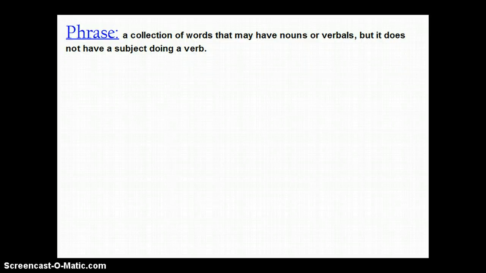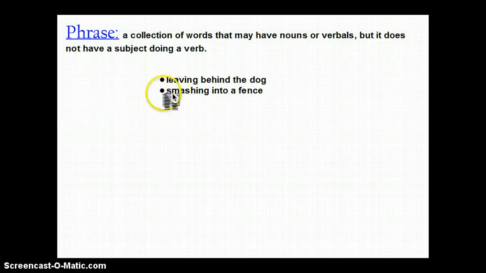A phrase is a collection of words that may have nouns or verbs, but it does not have a subject doing a verb. So for instance, leaving behind the dog. There is a verb, leaving, and there is a noun, but the noun isn't doing the subject, so that's not a sentence. Smashing into a fence. What is smashing into a fence? Is it a beagle? Is it a ball? Is it a piece of ice? We don't know.